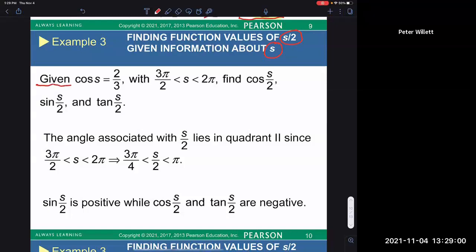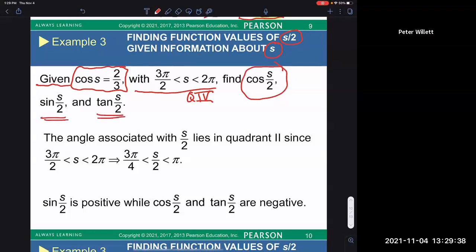You are given that cosine of some angle S is 2/3. And you're told that S is in this case, between 3 pi over 2 and 2 pi, that's in quadrant 3. I'm sorry, quadrant 4. I said 4 and wrote, yeah. So then, given this information about S, the value of the cosine and which quadrant it's in, they want you to then find cosine of half of that angle. And additionally, they're going to say, well, if you can do that, then you can tell us sine of half of that angle and tan of half of that angle as well.